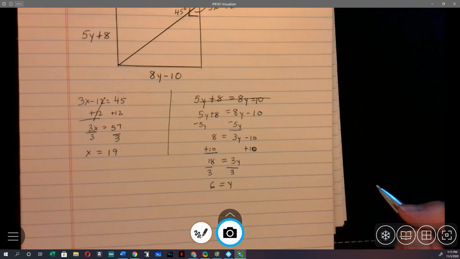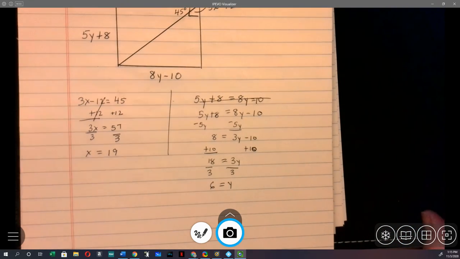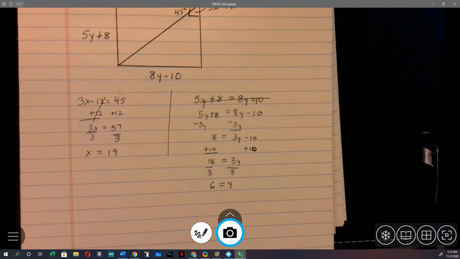So I hope this helps you with this problem in the lesson. If you're still struggling with it as you're doing your work, please let me know through teacher message or set up an appointment for a help session.